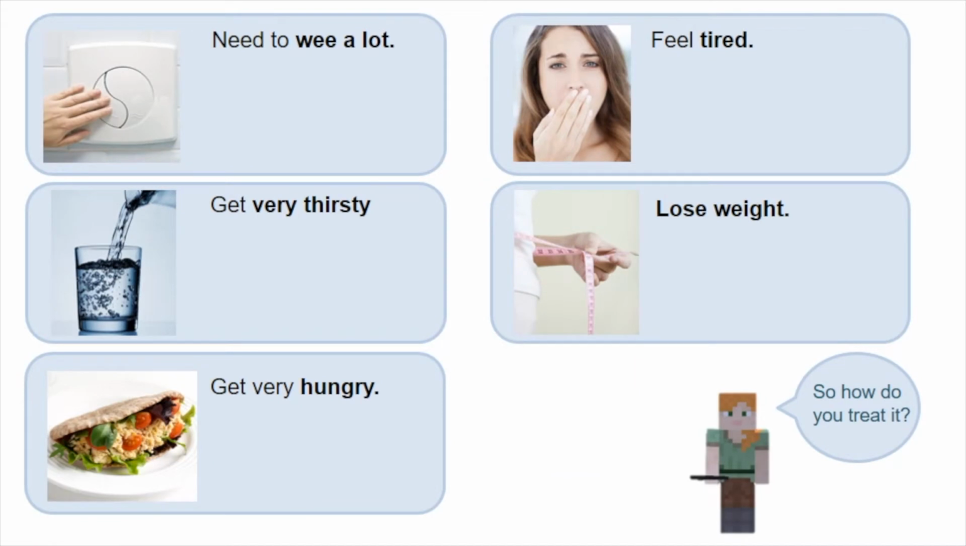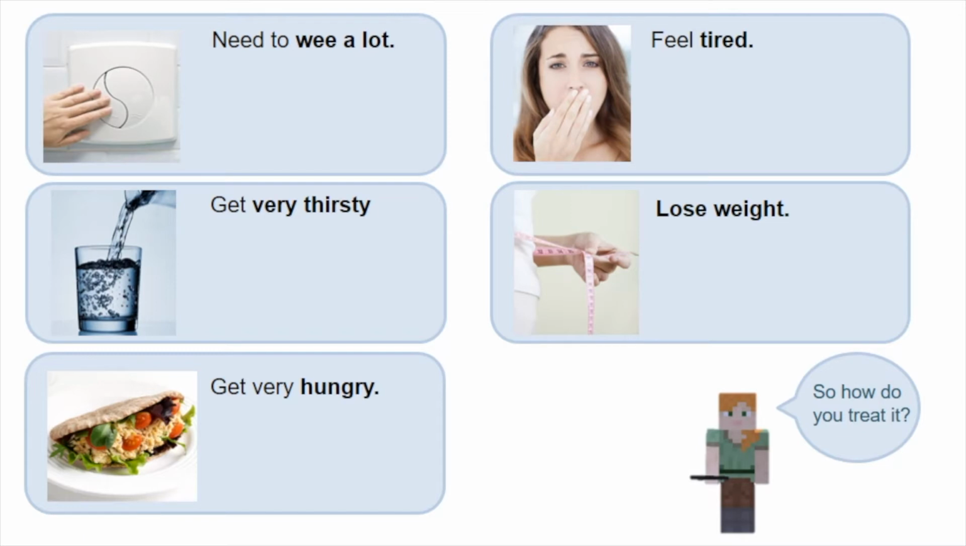So what happens to your body when you have diabetes? Having too much glucose in your blood can cause certain symptoms in the body. People with type 1 diabetes need to wee a lot as their body tries to get rid of the excess glucose through their wee. You also get thirsty as you're losing water by weeing a lot.